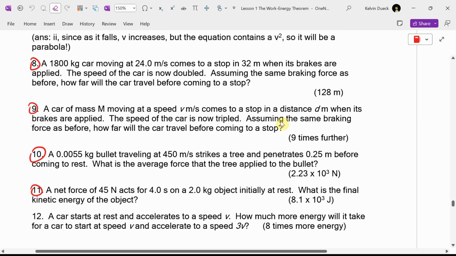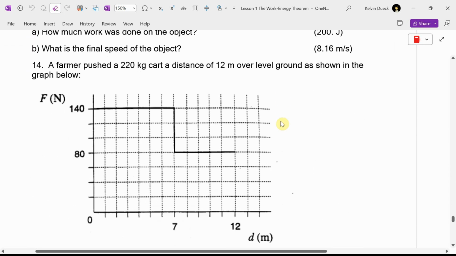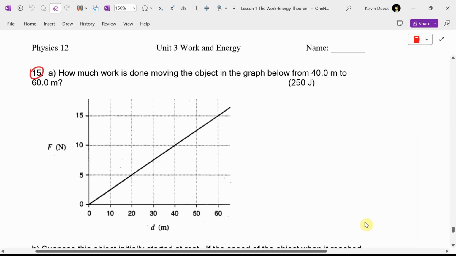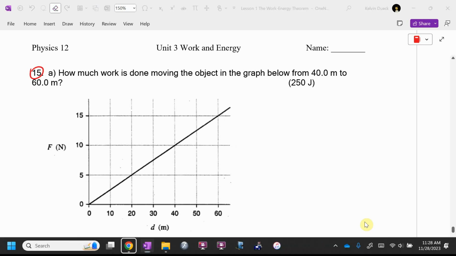8, 9, 10, 11. Skip 12. 13, skip 14, do 15. And you got 12 minutes.